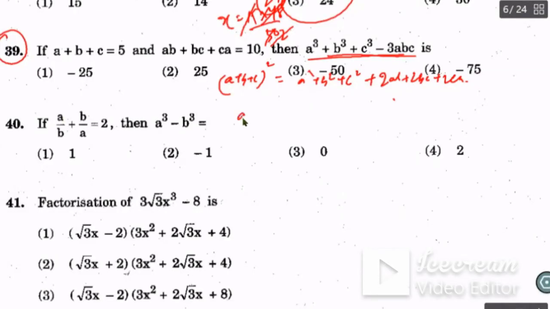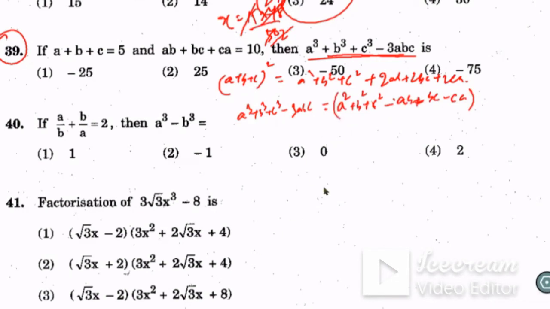a cube plus b cube plus c cube minus 3abc is equal to a plus b plus c into a square plus b square plus c square minus ab minus bc minus ca. Okay, this is the formula for a cube plus b cube plus c cube minus 3abc.